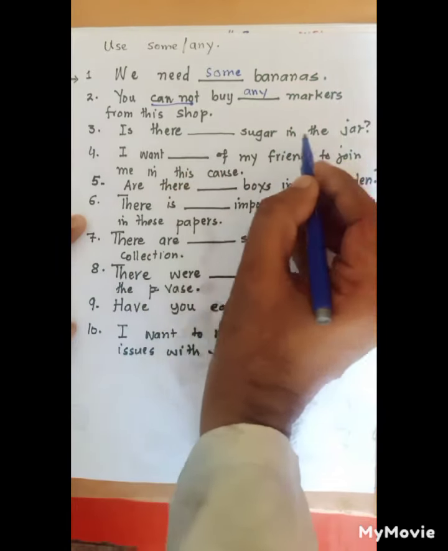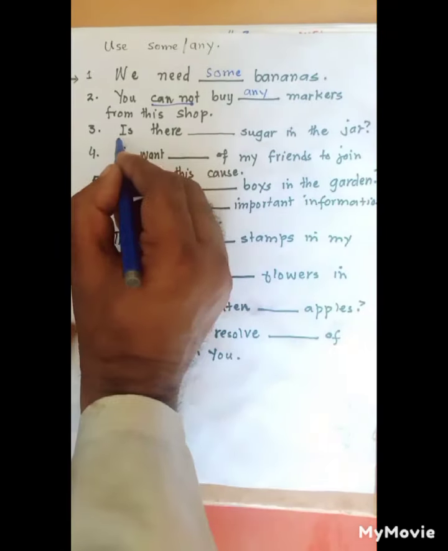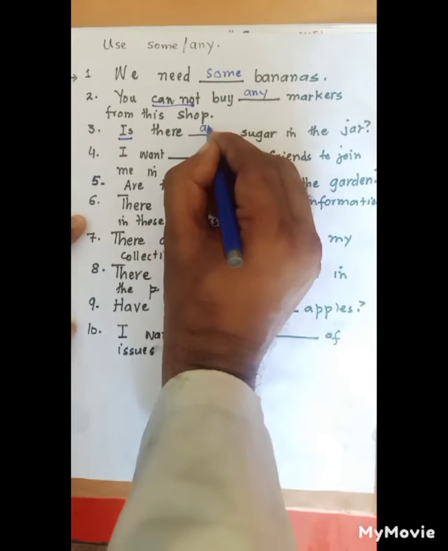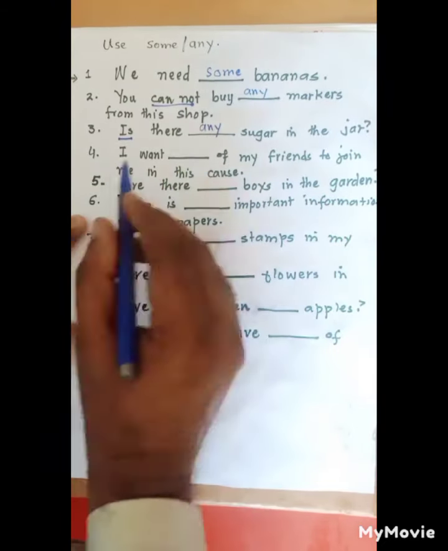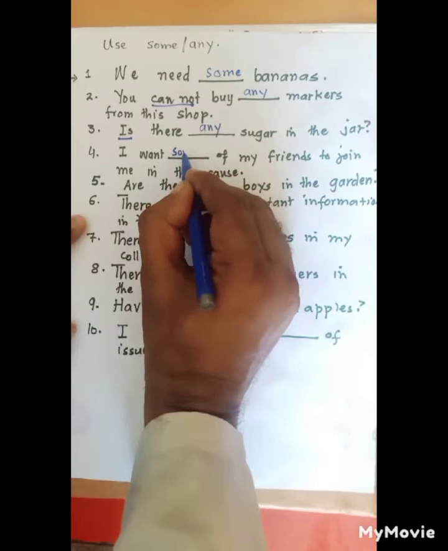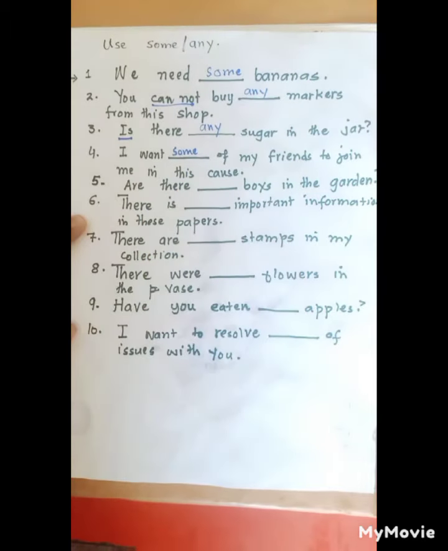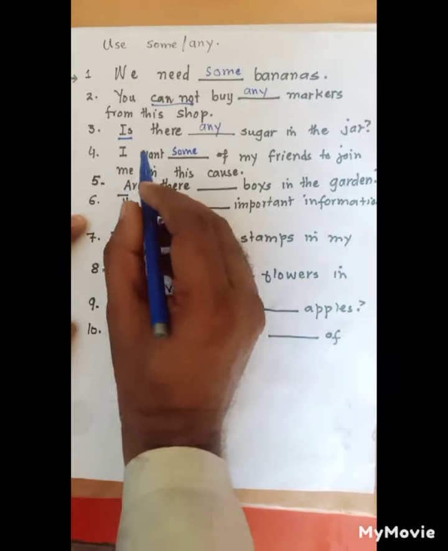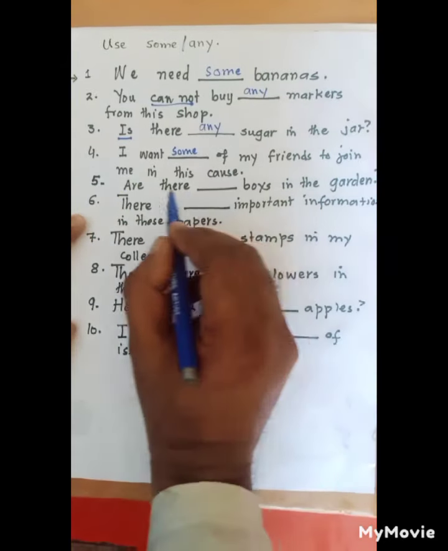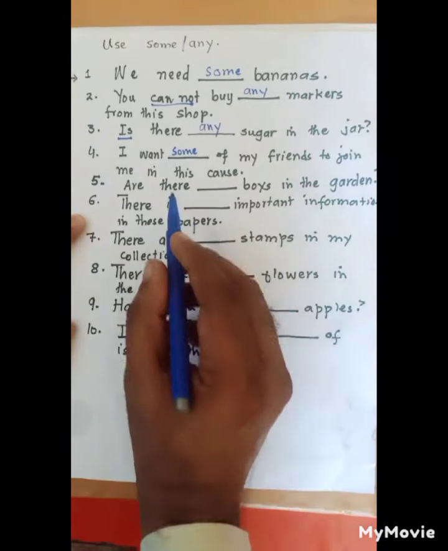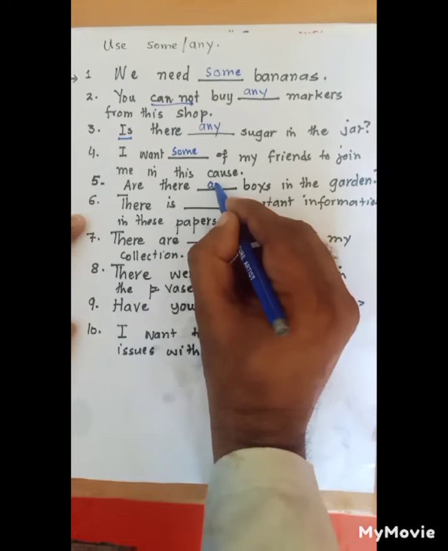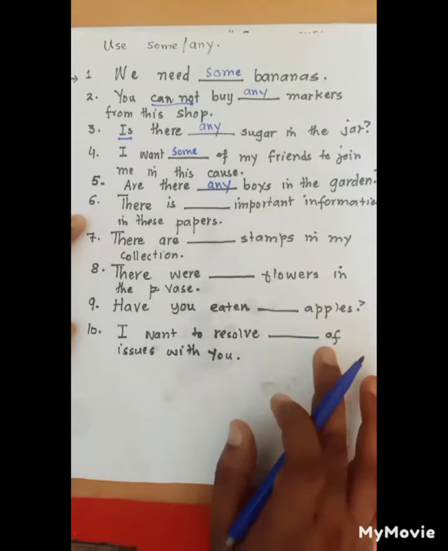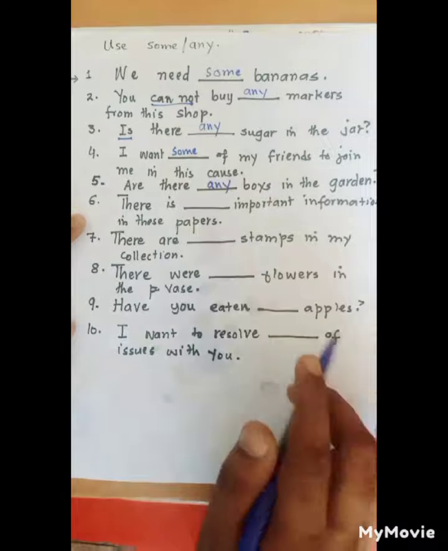Is there any sugar in the jar? Again, this is a question. With interrogatives we use any. I want some of my friends to join me in this cause. It's an affirmative sentence. With affirmative sentences we use some. Are there any boys in the garden? Again this is a question, we use any.